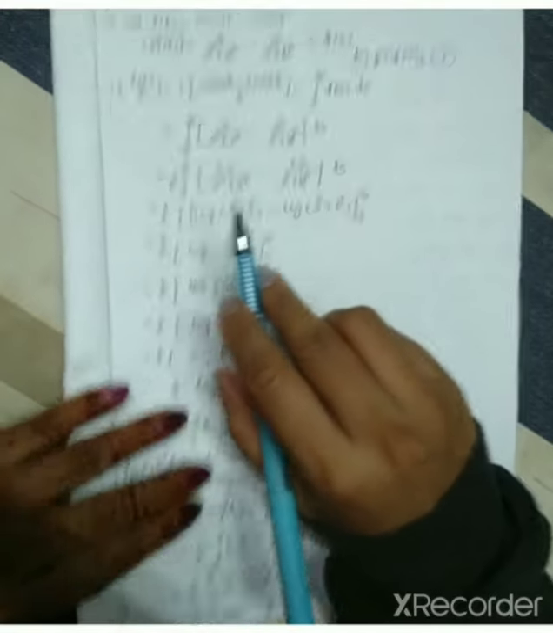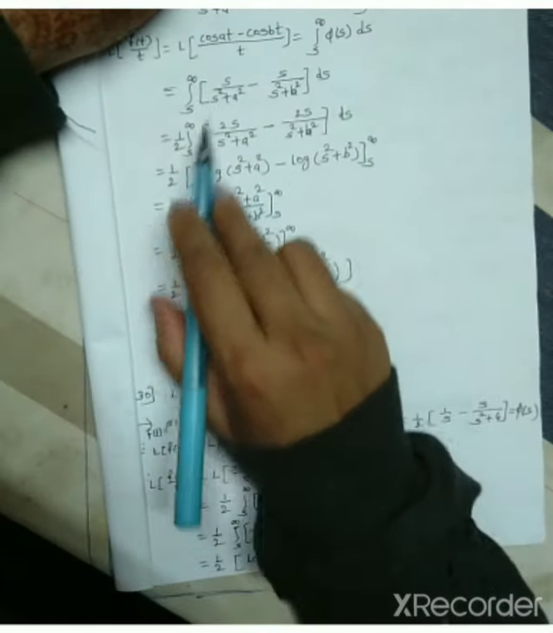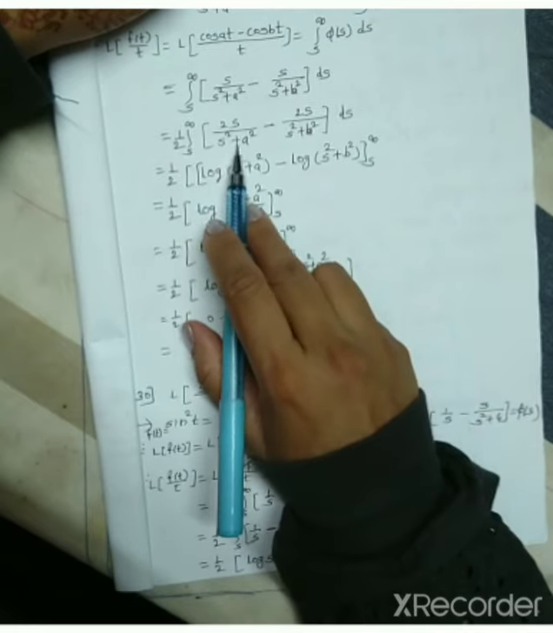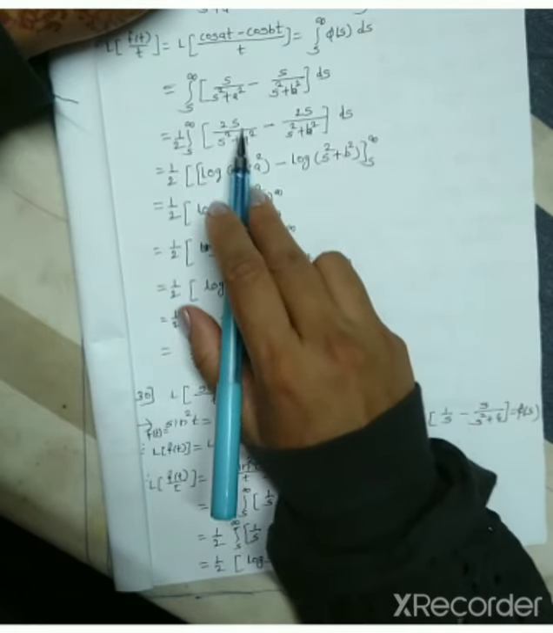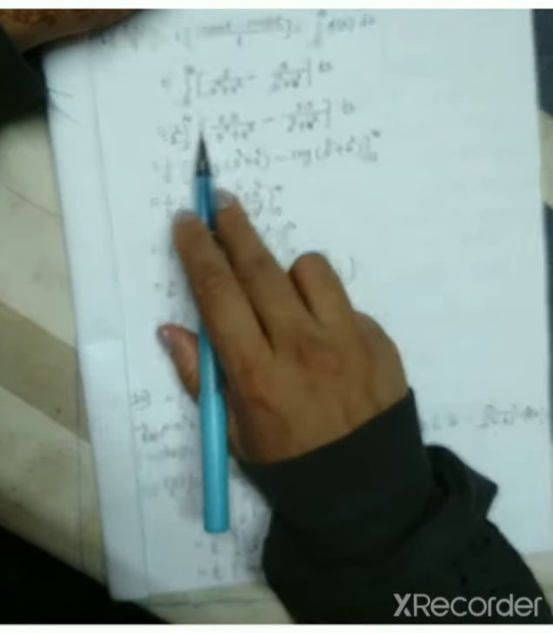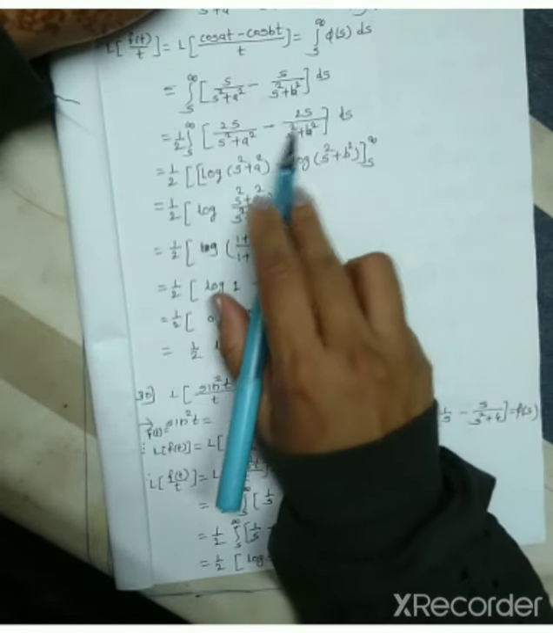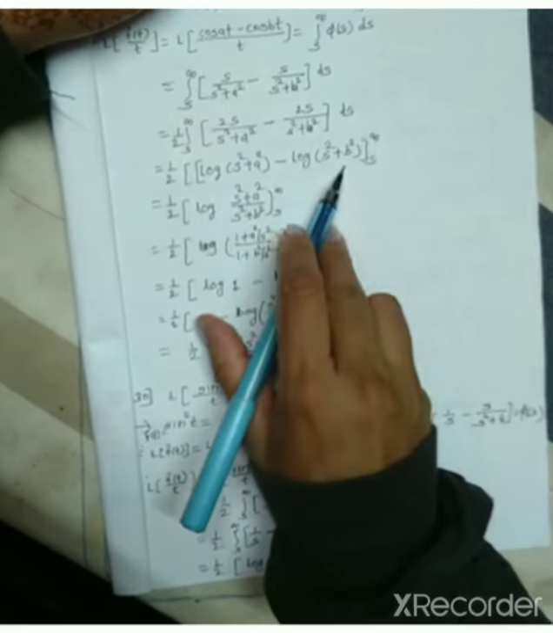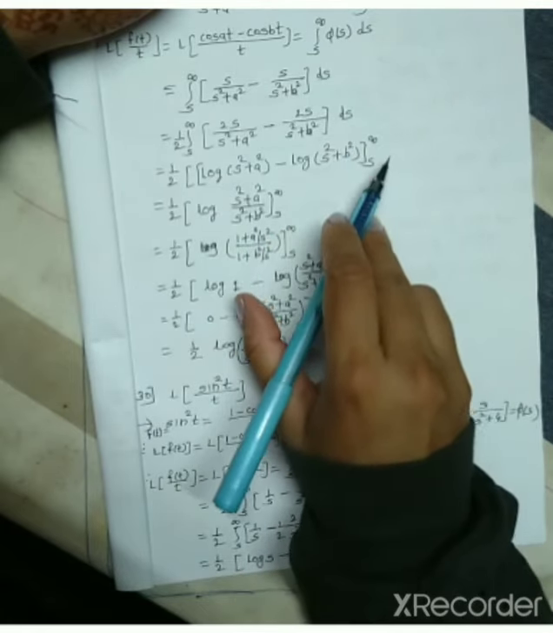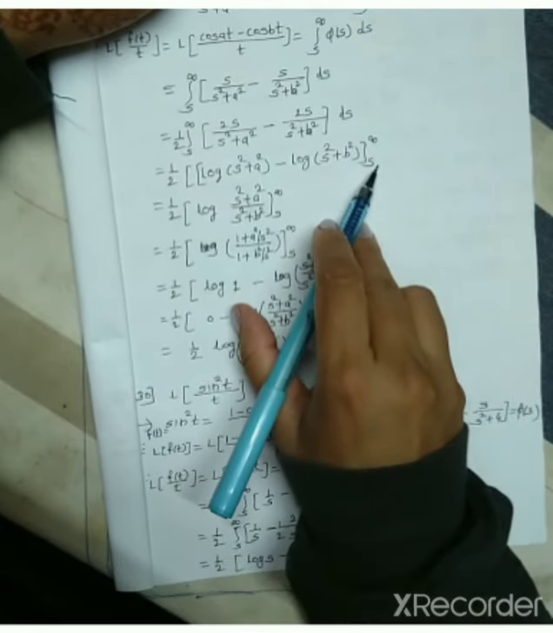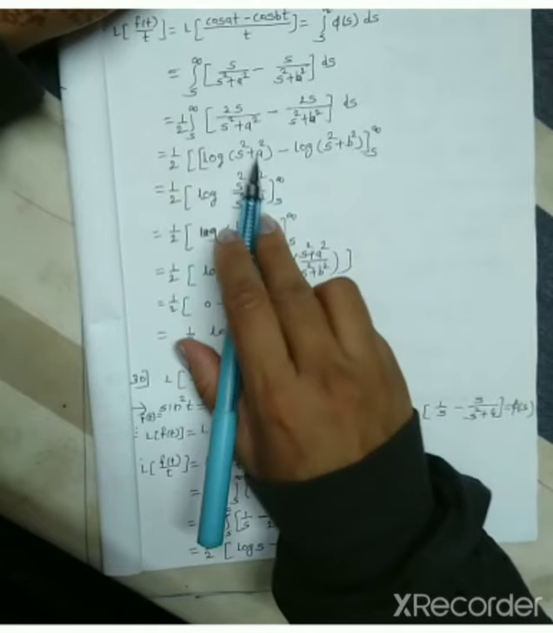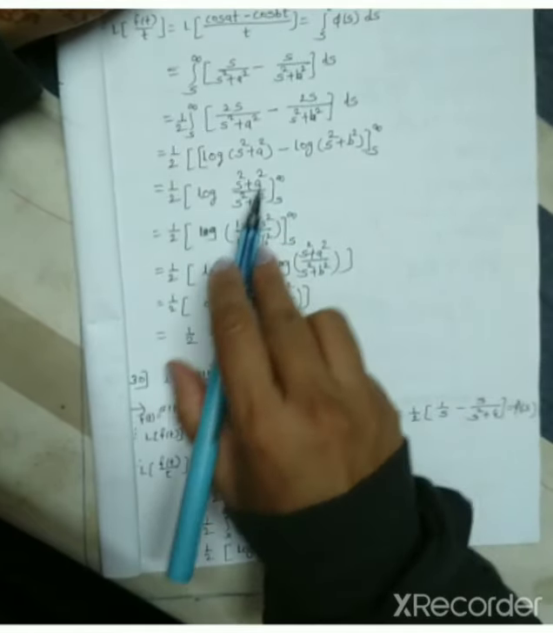Now what comes is log. The integration of an integrand whose numerator is the derivative of the denominator is log of the denominator. Here also log of denominator, s square plus b square. The limits are s to infinity. Now again use the log property, log a minus log b is log a upon b.